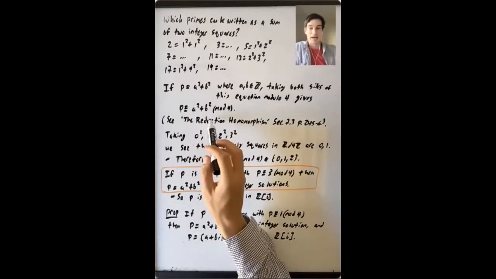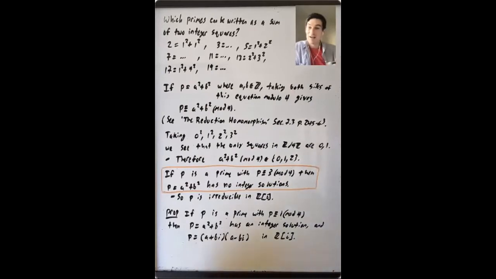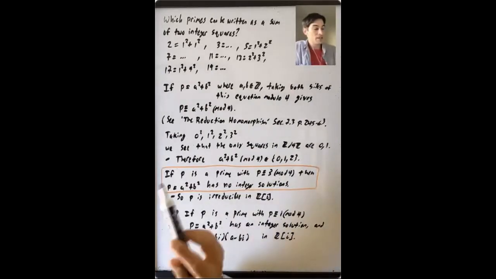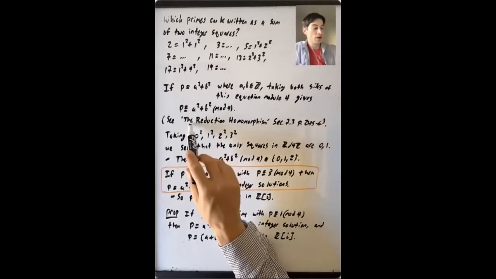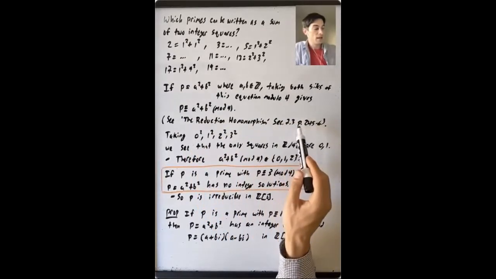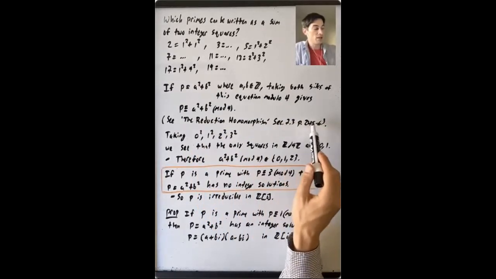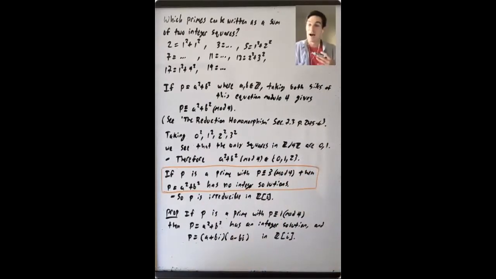So this is one instance of this general idea about solving polynomial equations that is talked about in the textbook a little bit in this section called the reduction homomorphism, that's in section 7.3, pages 245 to 246. I recommend that you check this out.